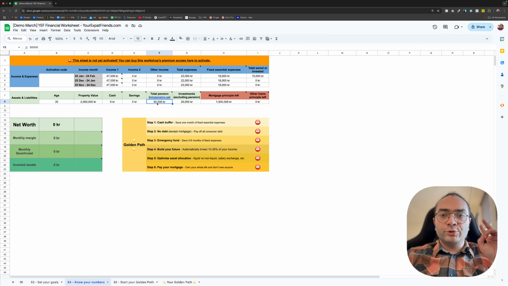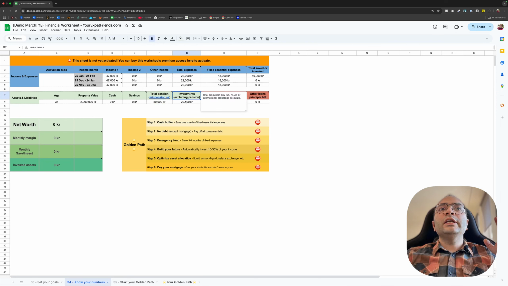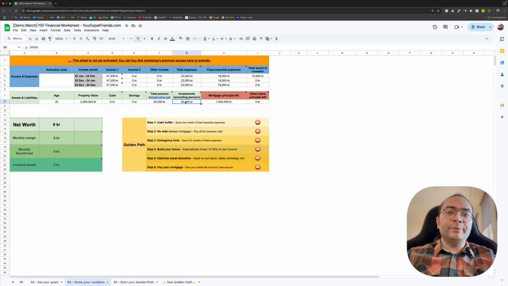If you are doing this for 2 people, add them up. Do it for both of you. Log in separately with your bank account. Get that number, total pension, put it down here. If you have any investments outside of your pensions, so for example, if you have an ISK account or a KF account or an AF account that you put some money into and you buy some investments in any shape or form, enter them here.